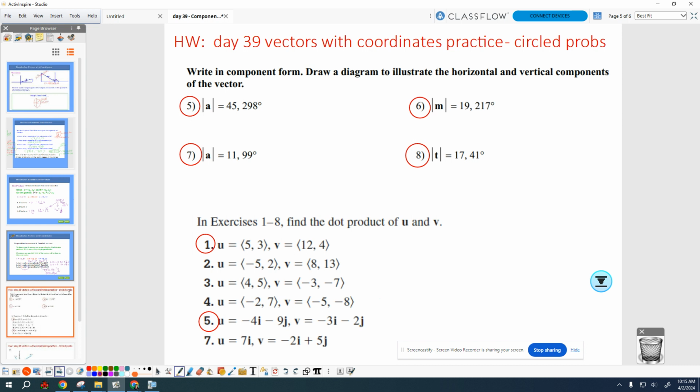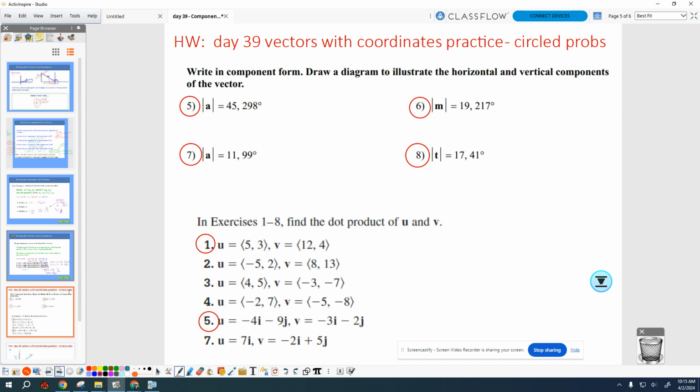Adam, what does it mean? They already said it, but what does it mean? Magnitude. It's just 45, and then the angle is 298.